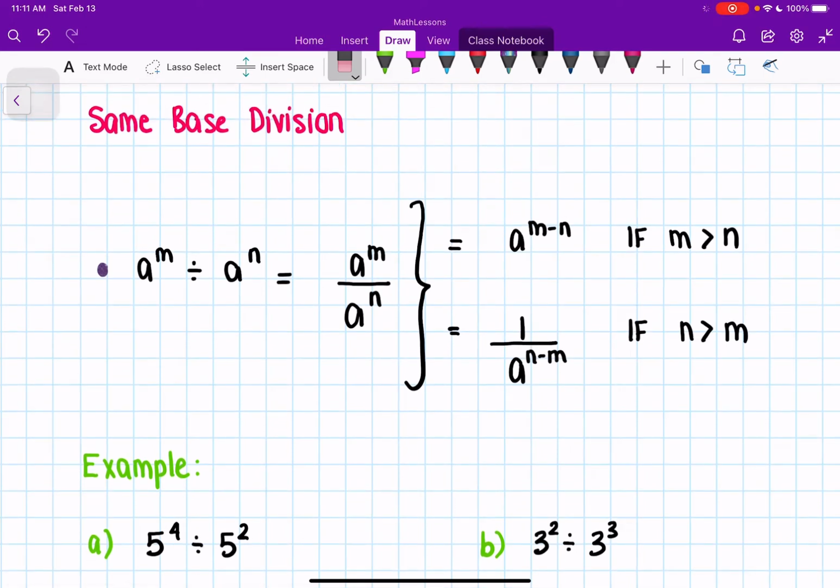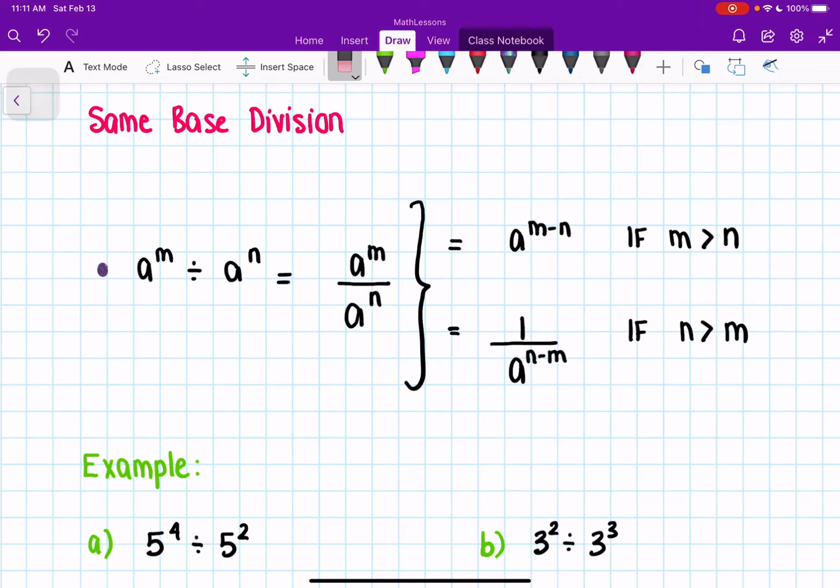Today's lesson is going to be on same base division. This is actually called the quotient rule. A quotient is kind of a big ugly word. Quotient is what we get when we divide things. So the quotient rule has to do with division. And just like the product rule, where it only applies when we have the same base, the quotient rule only applies when we have the same base.